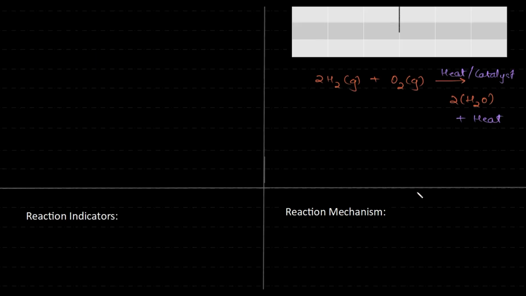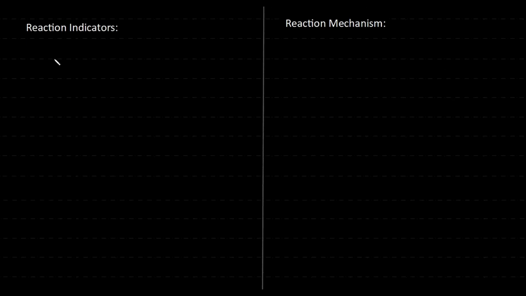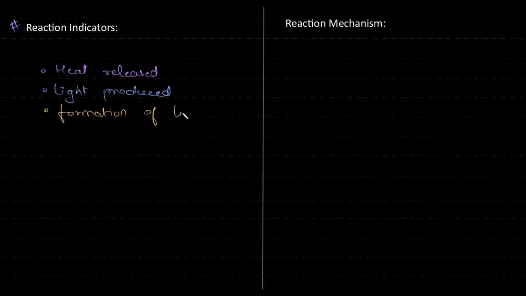Now, how can we identify that the reaction has occurred? Very first thing is we have heat that is released. Then of course, very fundamental thing, light is produced. Actually, this is a more fundamental thing: formation of liquid, that's what I meant actually. Formation of liquid. Now, why does it happen?